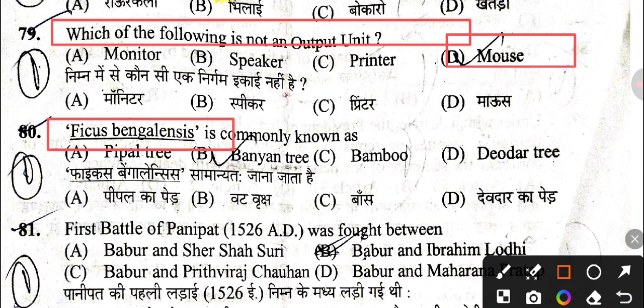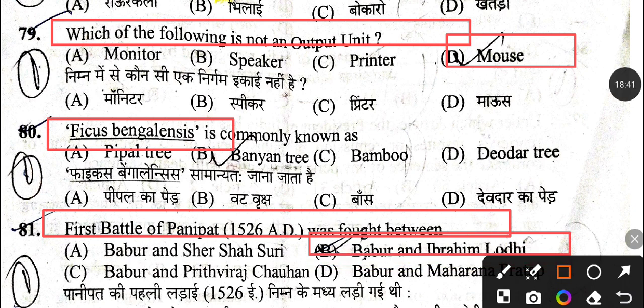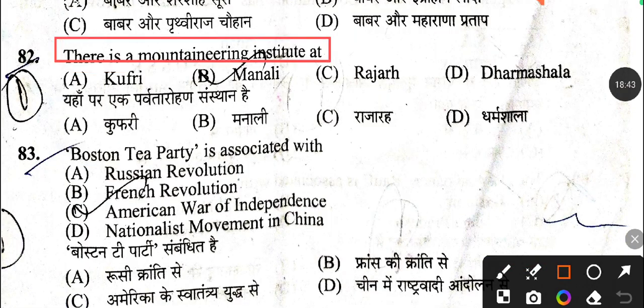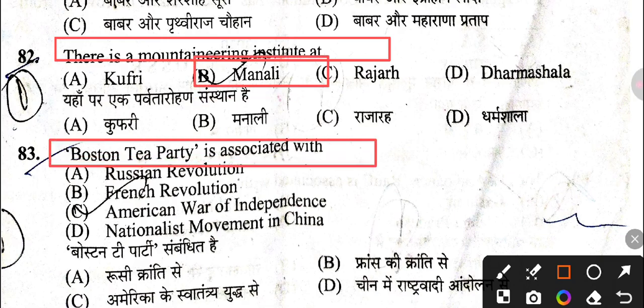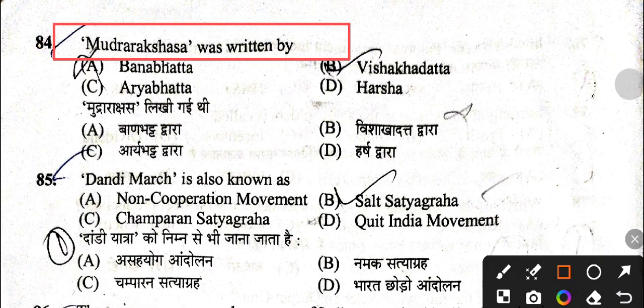Ficus religiosa is peepal tree, whereas Ficus bengalensis is a banyan tree. The first battle of Panipat in 1526 was fought between Babur and Ibrahim Lodi. There is a mountaineering institute at Manali. Option number B is the right answer. Boston Tea Party is associated with the American War of Independence. Next. Mudrarakshasa was written by Vishakhadatta. Dandi March is also known as Salt Satyagraha.